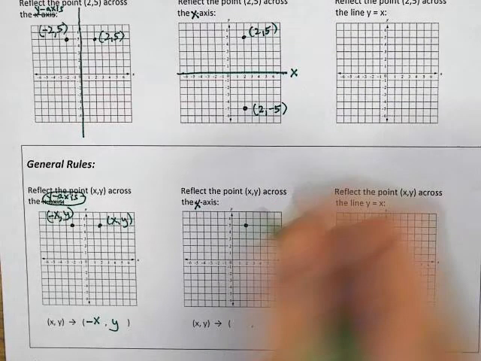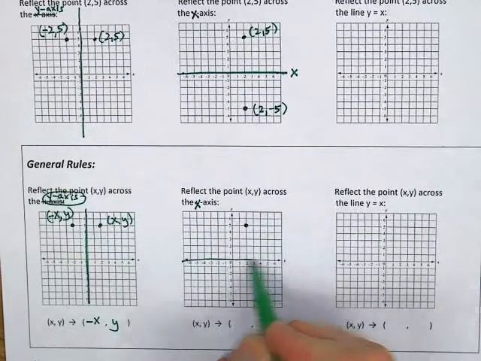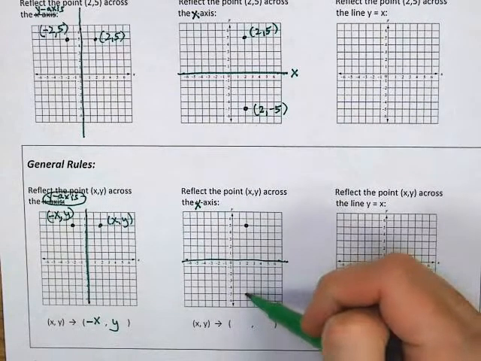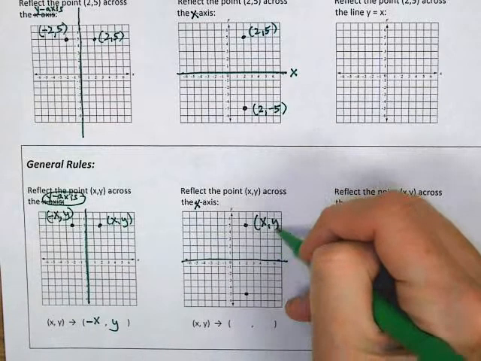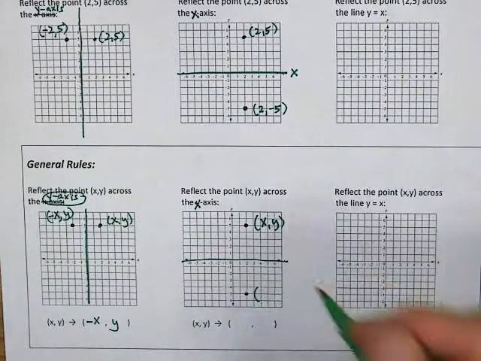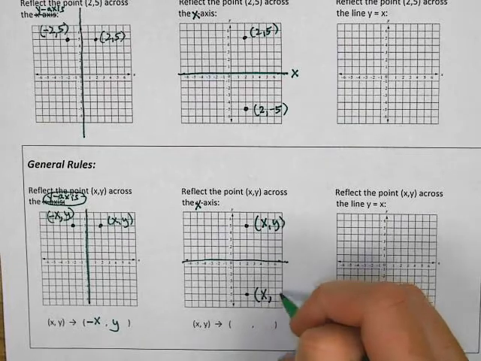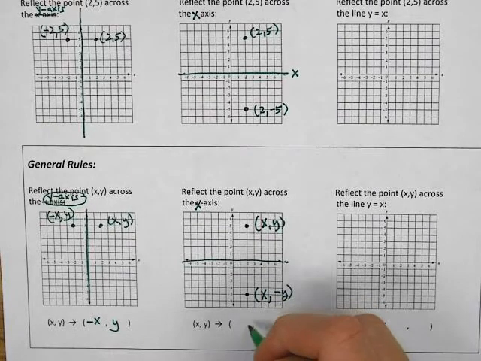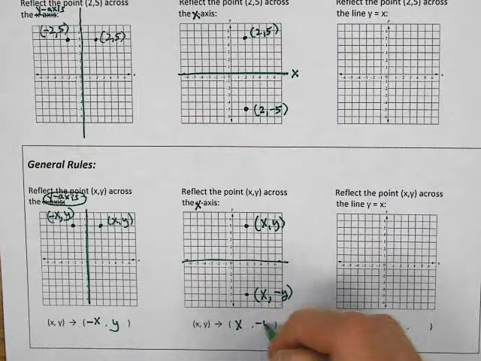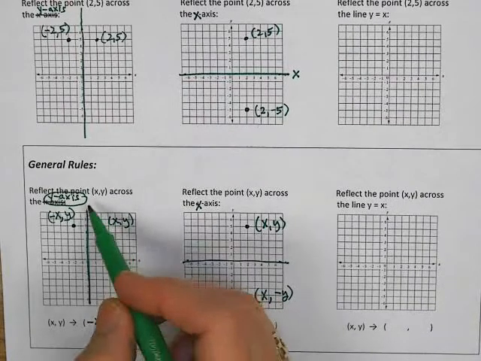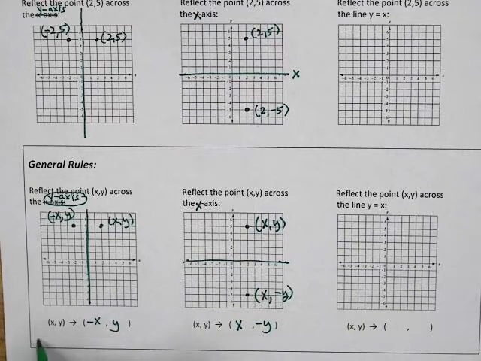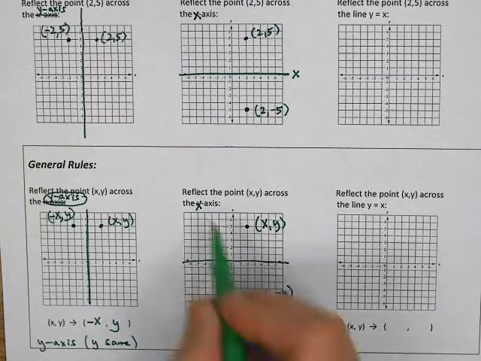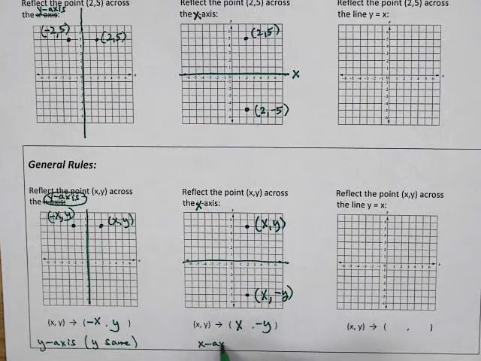So if we have a point, and we're going across the x-axis, if I generically call it xy, when I reflect it across the x-axis, the x stays the same and the y changes. So xy becomes x -y. So notice the y-axis meant the y stayed the same. And when we reflected across the x-axis, the x stayed the same. And it's the other variable that changes sign.